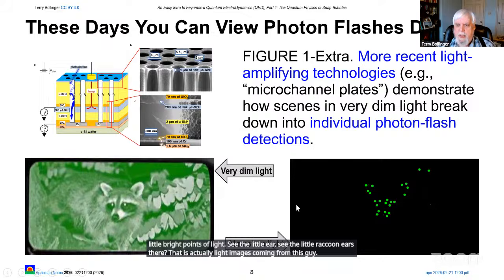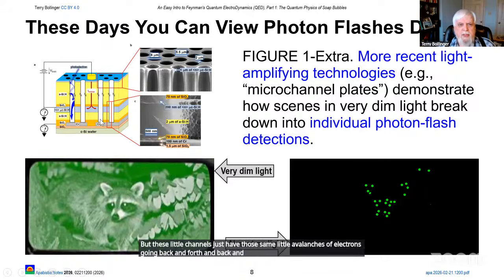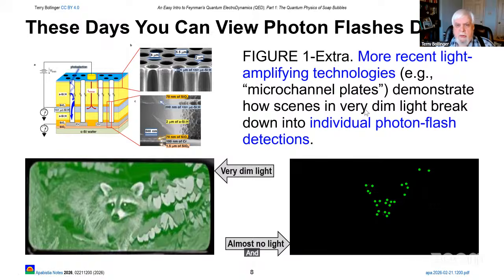So the photons are so few and so far in between that you can just barely get that. The technology is essentially the same as what Feynman described. This device was not available at that time, but these little channels just have those same little avalanches of electrons going back and forth and back and forth. And then instead of hitting an audio connection, they wind up on a photo connection. They produce a little flash of light. So same technology, but it's been turned into night vision goggles, and very useful technology to have.